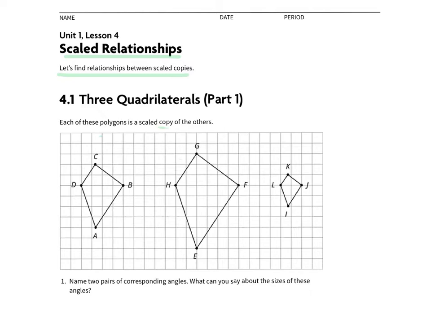The first question here says, name two pairs of corresponding angles. And what can you say about the size of those angles? So first thing I want you to do is name two pairs of corresponding angles. And you might say something like angle CDA corresponds to angle GHE, and that corresponds to angle KLI. So you could say one pair of corresponding angles would be angle CDA and angle GHE. There's the first part of your question, okay?